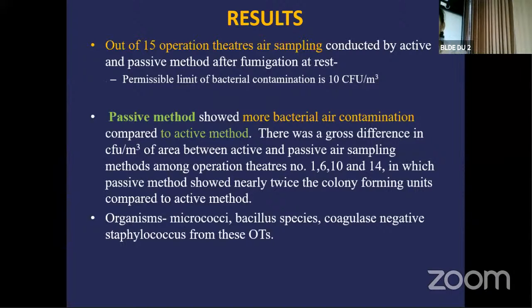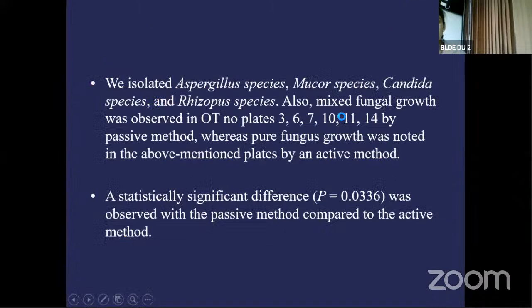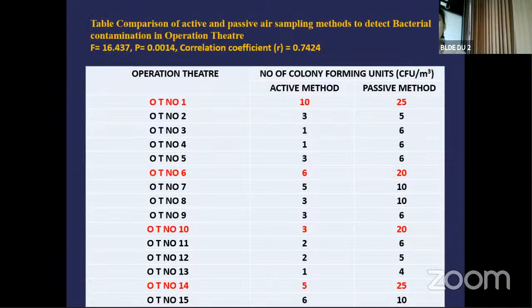Coming to the results, out of 15 OTs, air sampling was conducted by active and passive methods after fumigation at rest. The passive method showed more bacterial contamination compared to the active method, and there was a significant difference in the colony forming units between active and passive air sampling among operation theaters 1, 6, 10, 14, in which the passive method showed nearly twice the colony forming units compared to the active method. You can see here OT numbers 1, 6, 10, 14. By the active method it was only 10, 6, and 3, but with the passive method we could detect almost double the colony forming units.